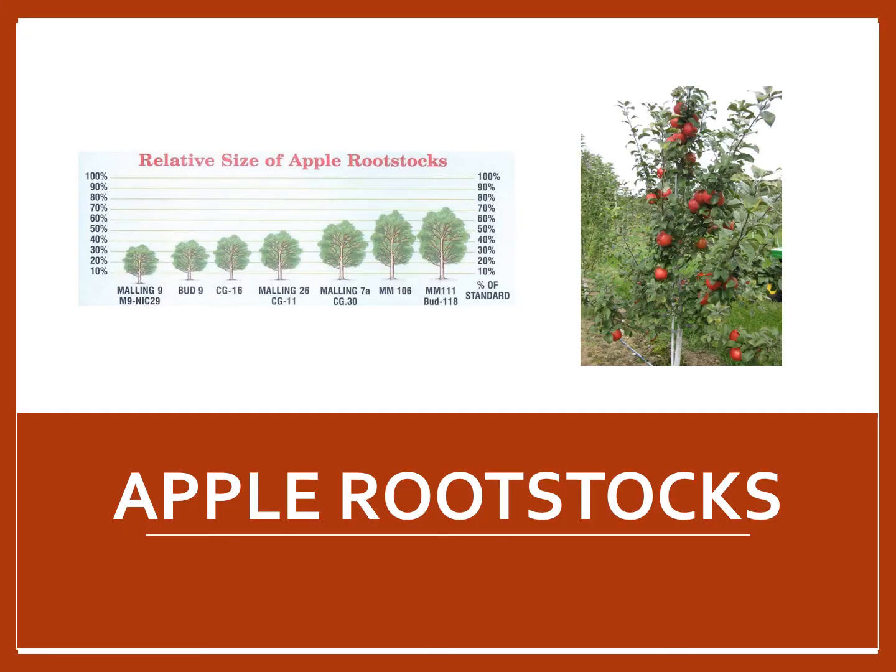So apple rootstocks, this is just how we end up getting our dwarf, semi-dwarf, or standard trees. Standard trees are generally grown on their own root. And then based on which rootstock we use, we can get different mature sizes of apple trees. You can see that the Bud 118 is about 70% of a mature tree, and you can go all the way down to a Malling 9, which is only about 30% the size of a regular tree. So that's quite small.